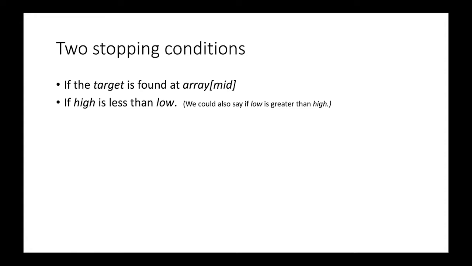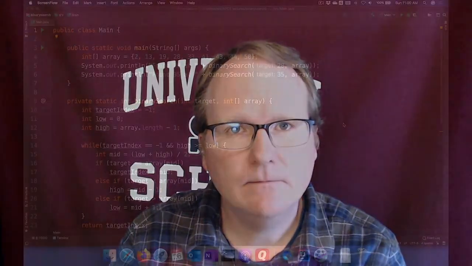In the other case, if you ever move high less than the low pointer, or in some implementations they check if the low pointer is greater than the high pointer, then you know that you have not found the target, nor are you going to. And in that case, you would return -1. So that's the algorithm. Now let's take a look at some source code.